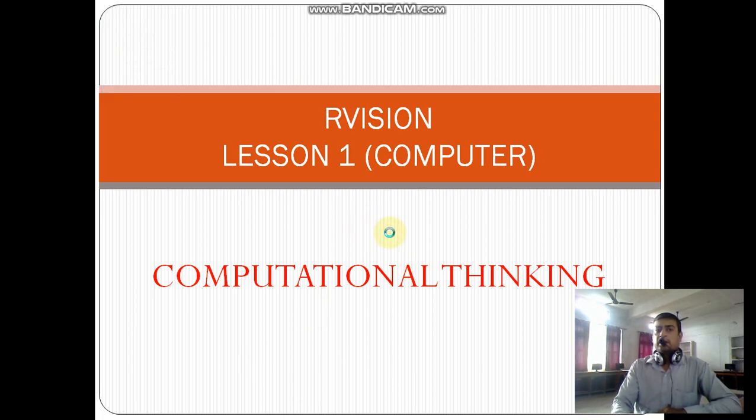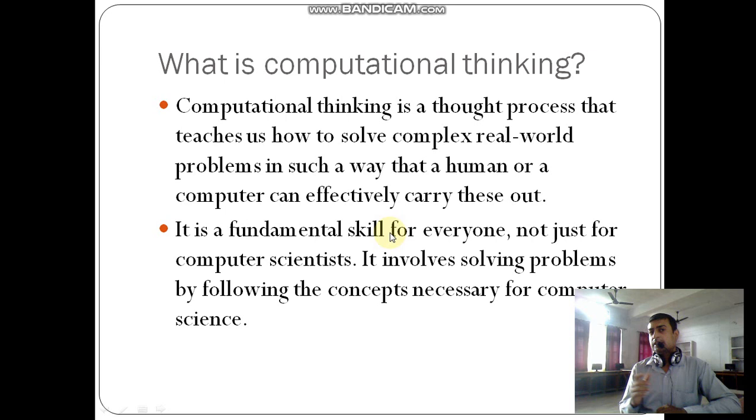Now, what is computational thinking? Computational thinking is a thought process that teaches us how to solve complex real world problems in such a way that a human or a computer can effectively carry them out. So this is the step by step procedure through which we can break down the main work into small parts, and we can accomplish them in a small amount of time. So it is very easy to check small work efficiently.